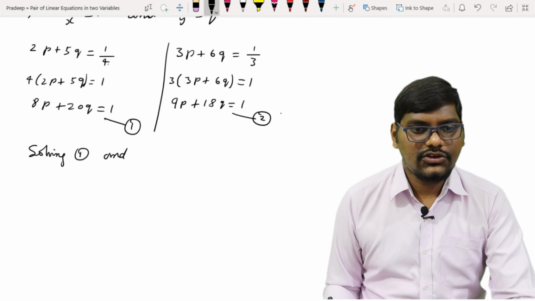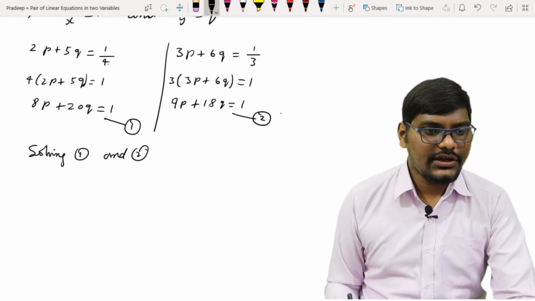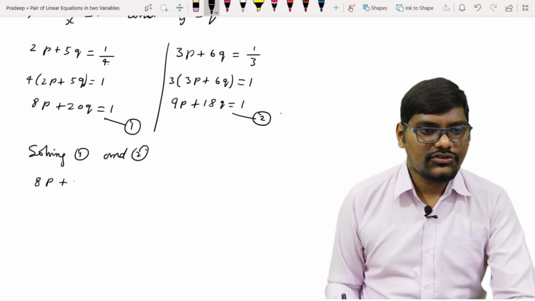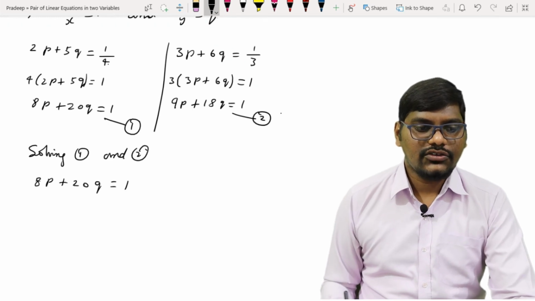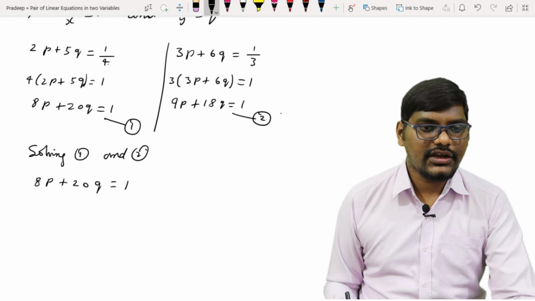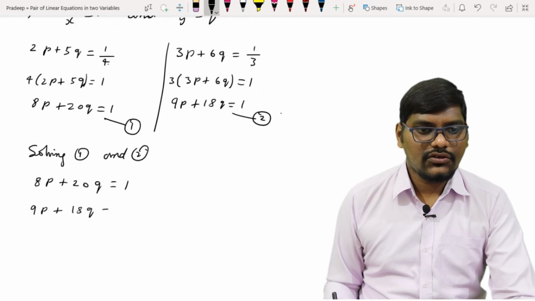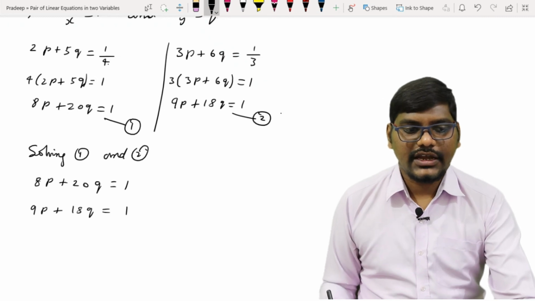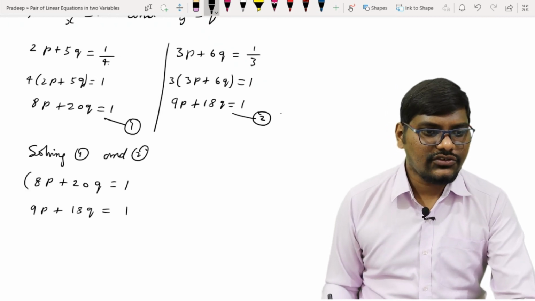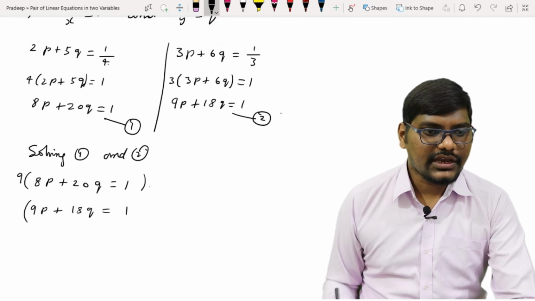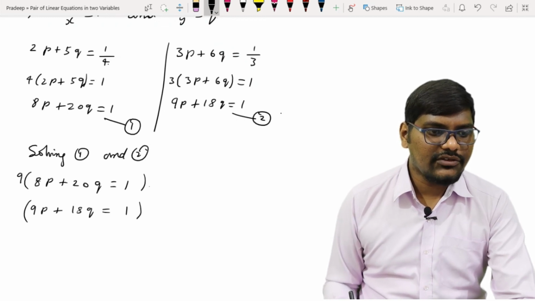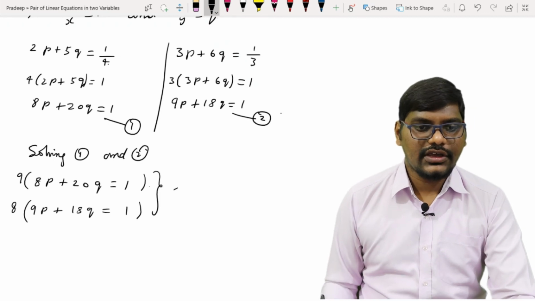So I can write 8p plus 20q equal to 1 is the first equation. Second is 9p plus 18q equal to 1 is the second equation. So this first equation I'll just multiply with 9, and the second equation I'll just multiply with 8. So let's see what we get here.